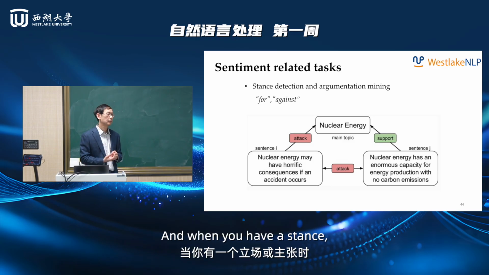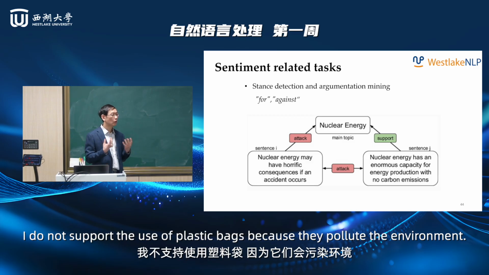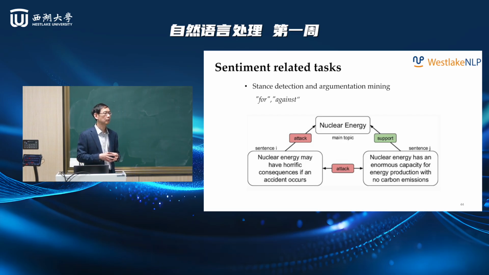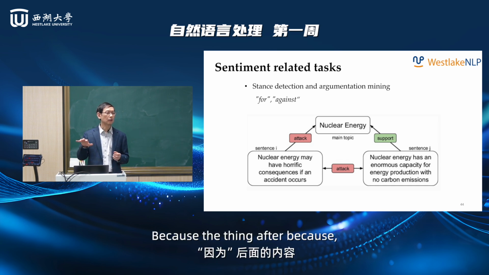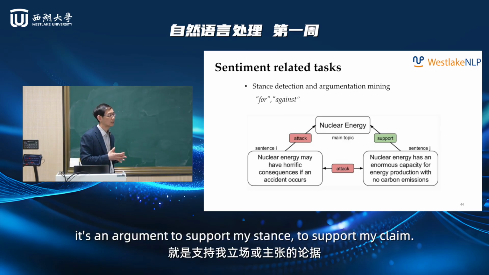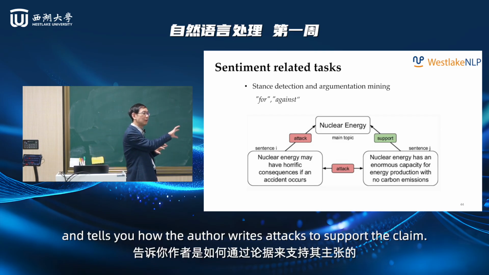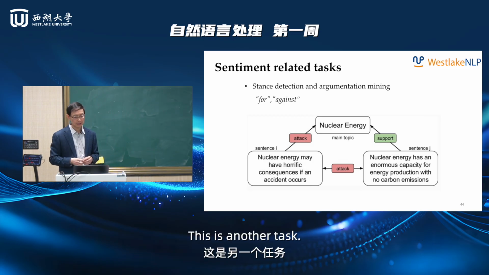And when you have a stance, when you have a claim, it's normally supported by some premises, by some arguments. I do not support the use of plastic bags because they pollute the environment. So the thing after "because" is an argument to support my stance, to support my claim. So argumentation mining automatically analyzes text and tells you how the author writes the text to support the claim. So this is another task.